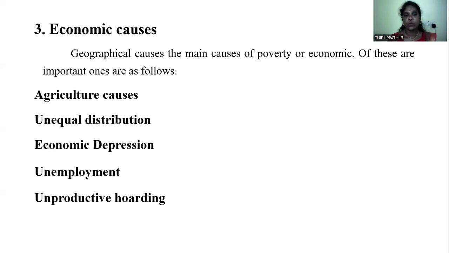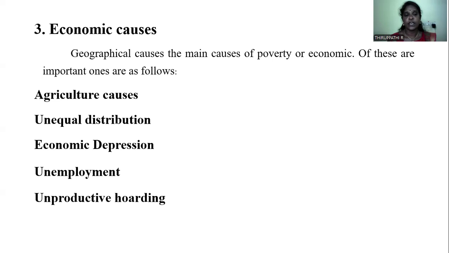And next is unequal distribution. A sufficient production is possible, but millions of farmers and laborers remain poor in that country. The main reason is the unequal distribution of income and wealth in the economy. In the capitalist system, the rich become richer and the poor become poorer.